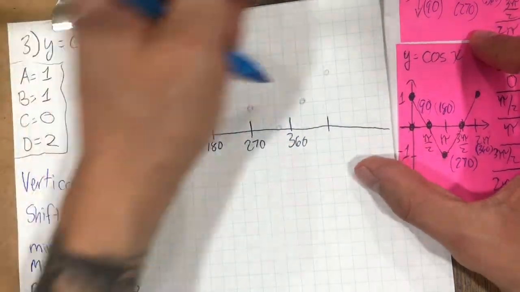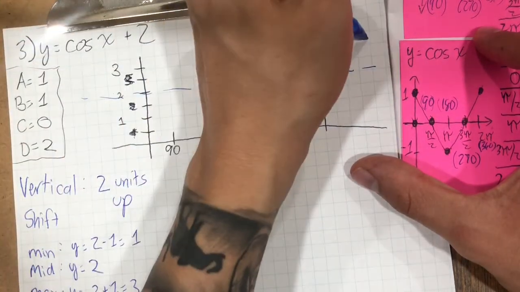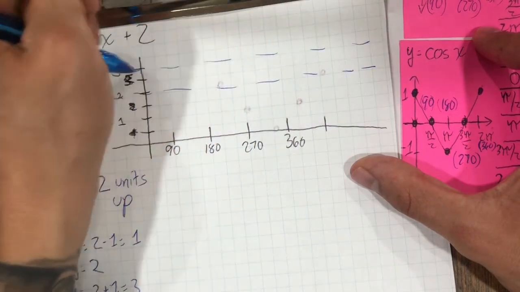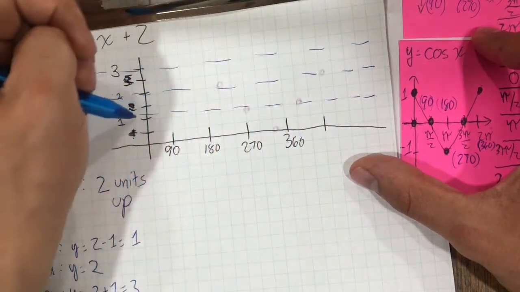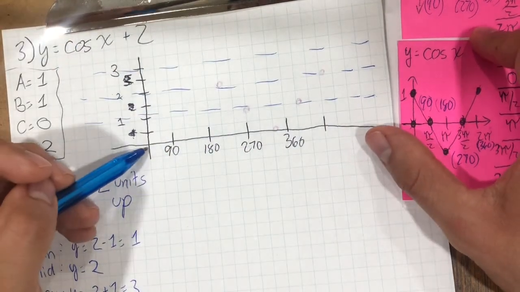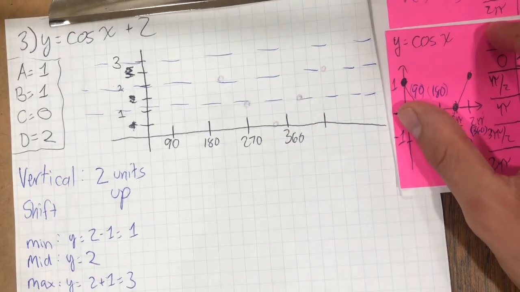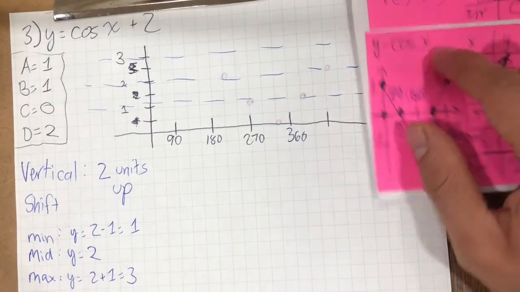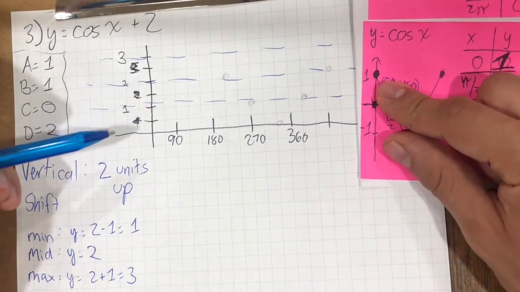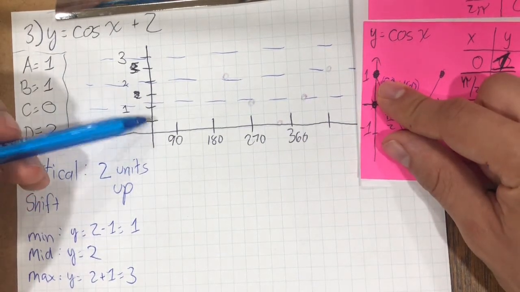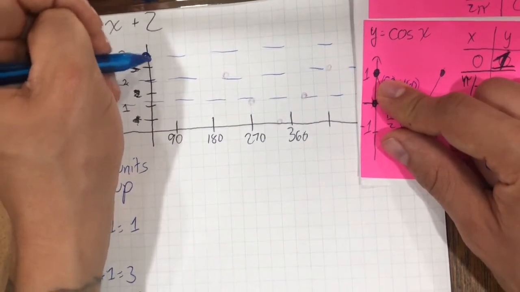So we have the midline, the max line, and the min line. Okay, so now I'm going to go ahead and make my graph. Okay, so originally for my cosine, we start off at the max, which is 0, 1. But since I'm moving it 2 units up, I'm actually going to start at 0, 3.